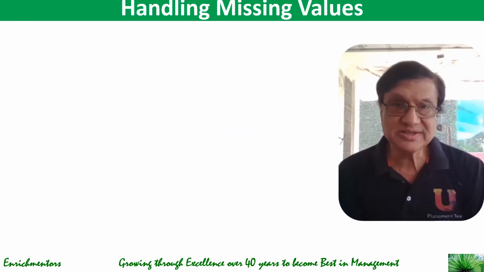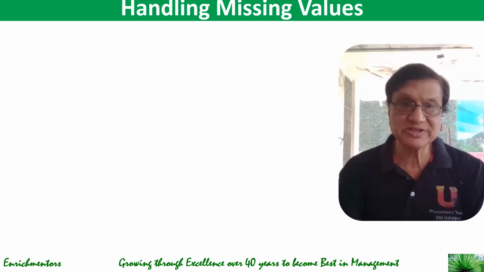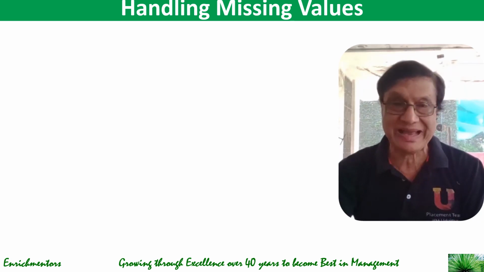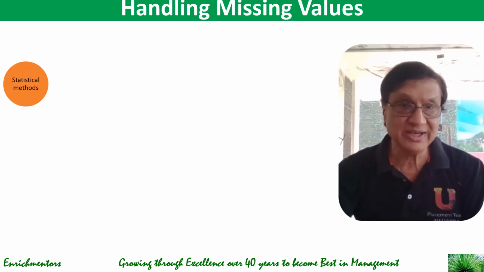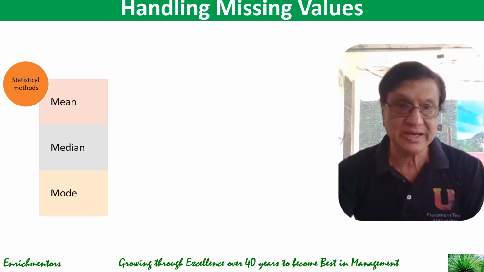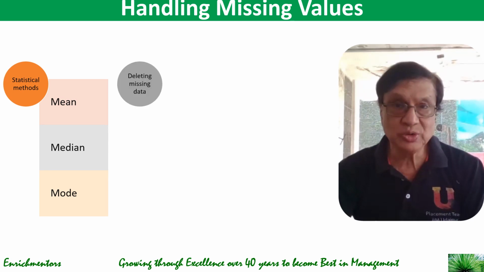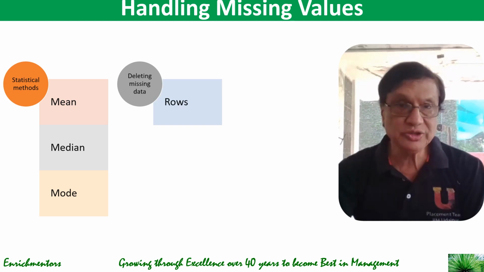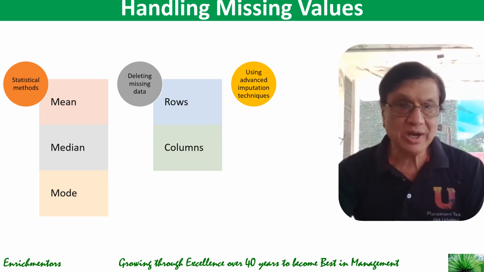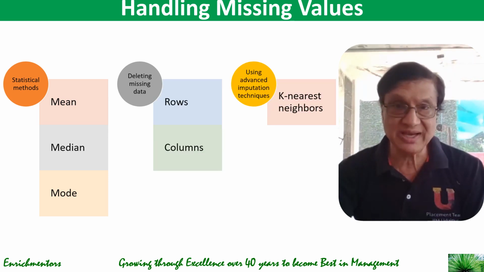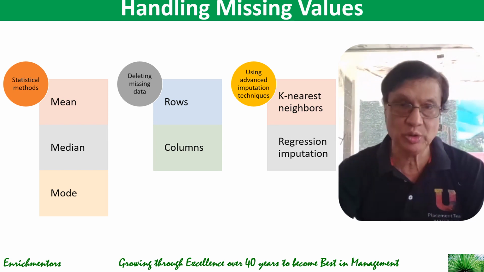So a common thing is handling missing values. Now you can handle the missing values by imputing or calculating the missing values using statistical methods like mean, median and mode, deleting rows and columns with missing data, or using advanced imputation techniques like k-nearest neighbor or regression imputation, and there may be many more that will keep evolving over a period of time.